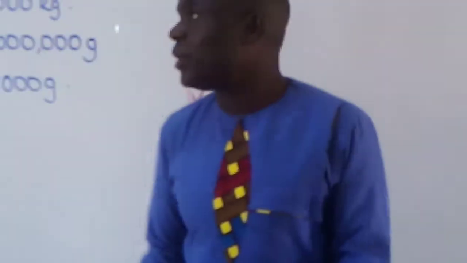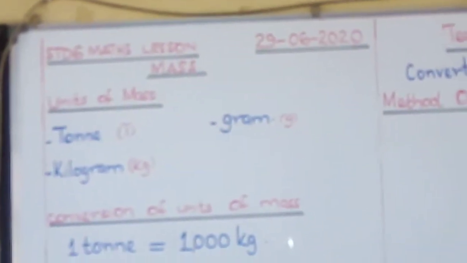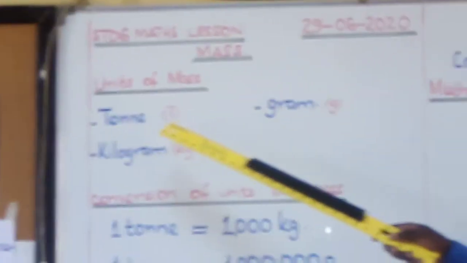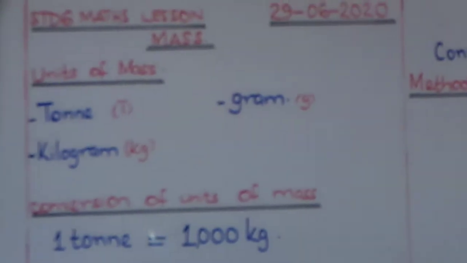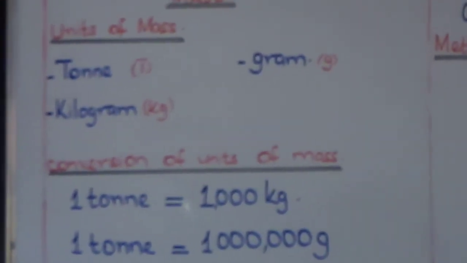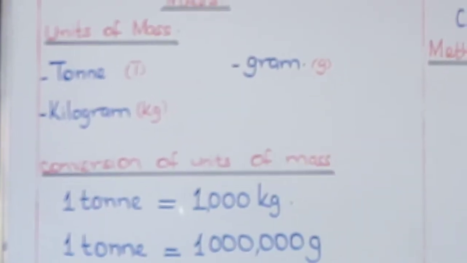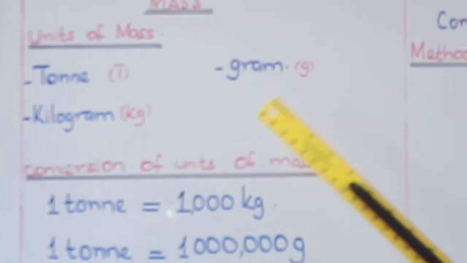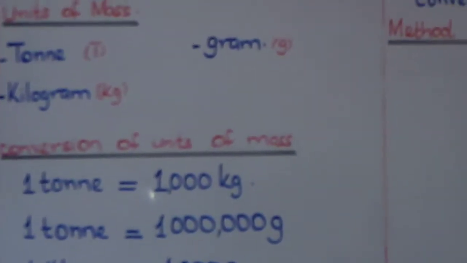We will begin with the units of measuring mass. And the units are ton. Ton is a unit of measuring mass. Kilogram. Kilogram is a unit of measuring mass. And gram. For now, we are going to talk about the 3 units of measuring mass, because that is class 6.